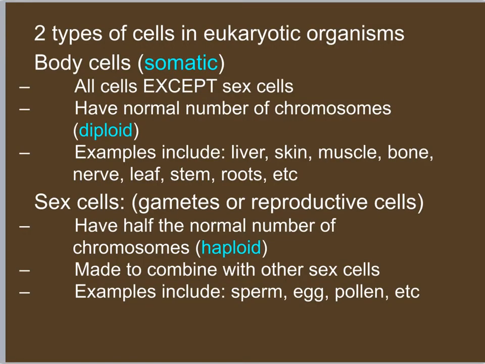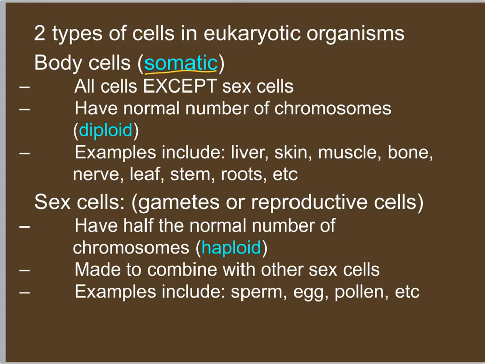So there's two main types of cells in eukaryotic organisms. It's very important that you understand the difference between these. So you have body cells and sex cells. Body cell, another name for them is a somatic cell. This is every cell except for sperm and egg. So a somatic cell is any cell in your body except for your sex cells.